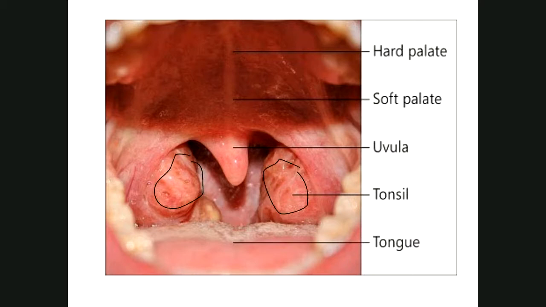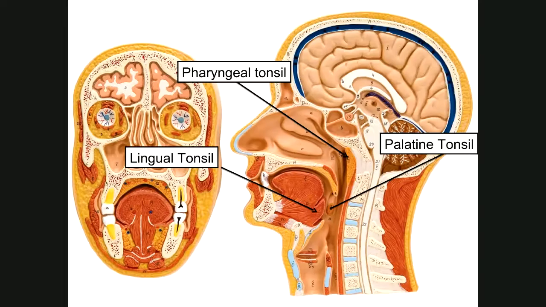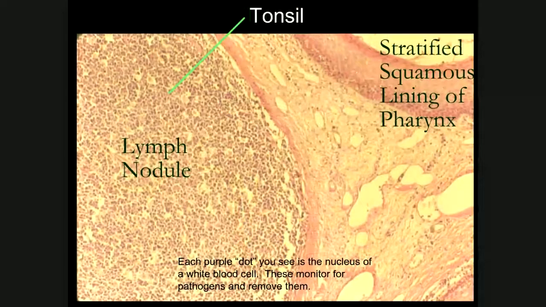If we look at them under a microscope, they look like this. So look, again, every purple spot that you see is a white blood cell. And so those white blood cells are there, and the food that comes by, the liquid that comes by, the air that comes by is going to come into contact with these white blood cells.